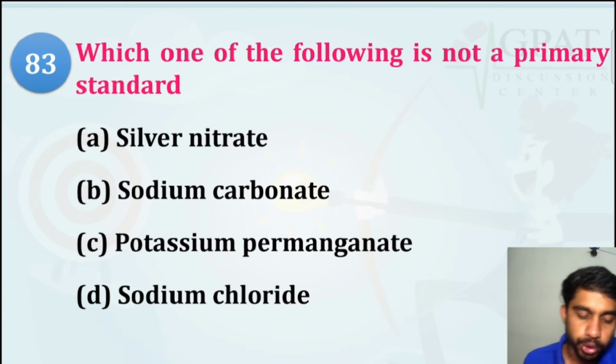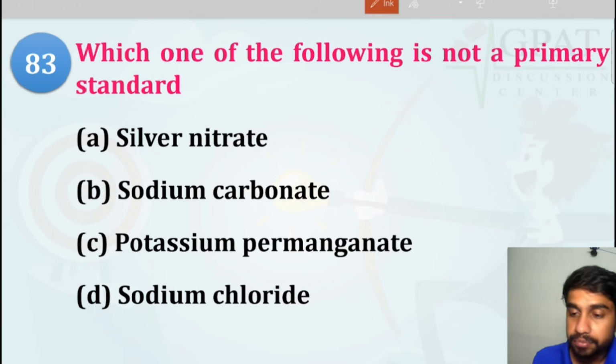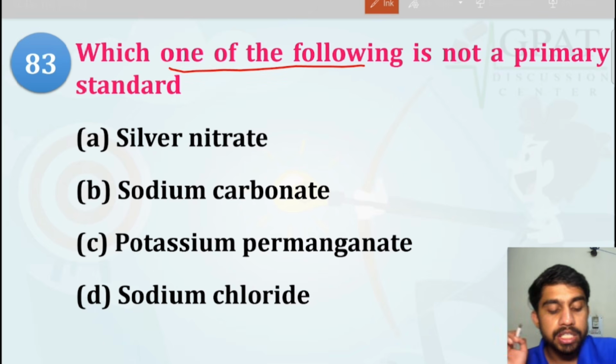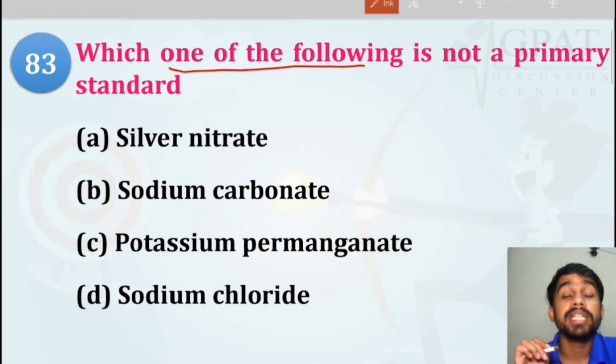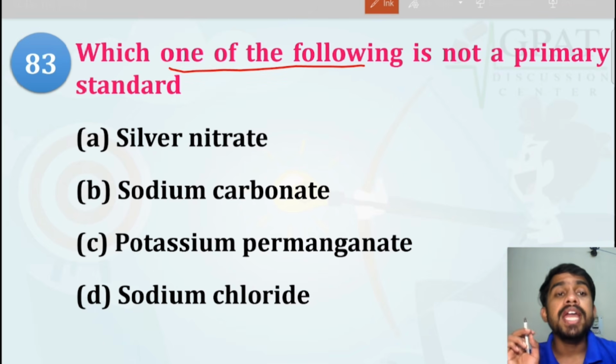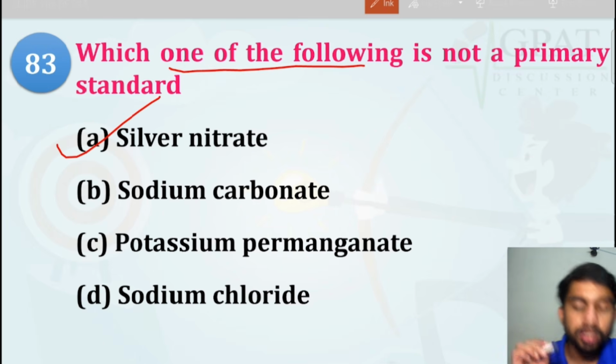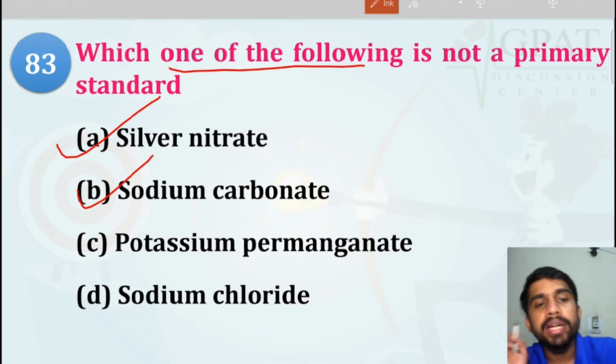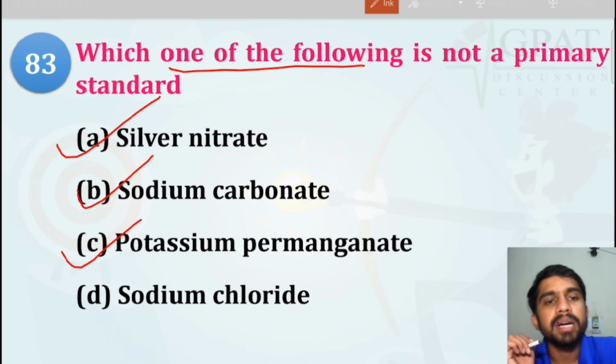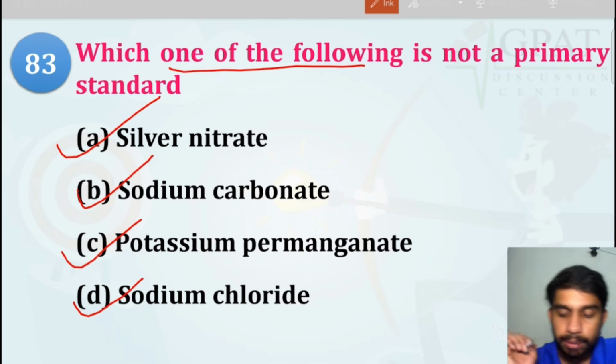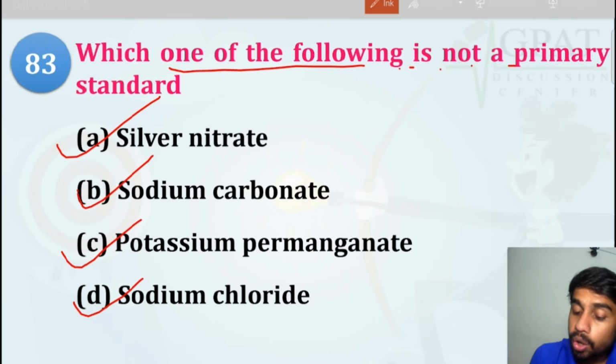Okay. Next question. Question number 83. Which one of the following is not a primary standard? In the question they are asking which one of the following is not a primary standard. The first option is silver nitrate, the second option is sodium carbonate, the third option is potassium permanganate, and the last option is sodium chloride.